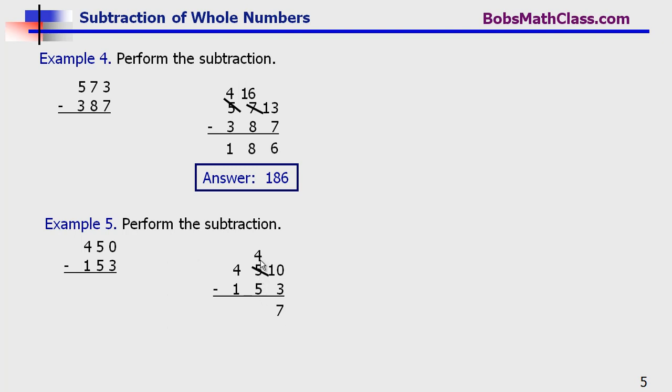Now we can go on to this tens column. We cannot subtract 5 from 4, so we're going to have to borrow from the left. Subtract 1 from the 4. That becomes a 3, and now place a 1 in front of the 4. So 14 minus 5 is 9. And then 3 minus 1 is 2. So 297.